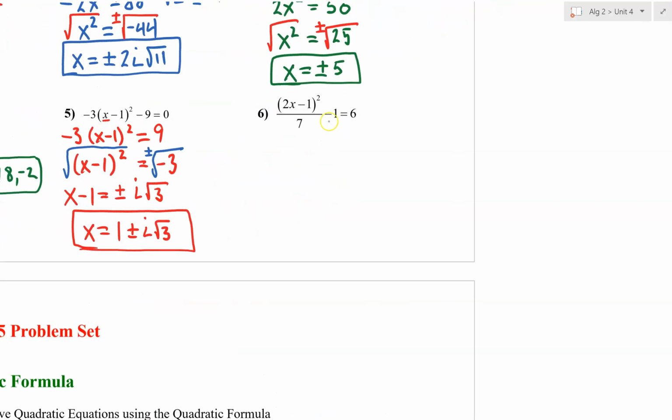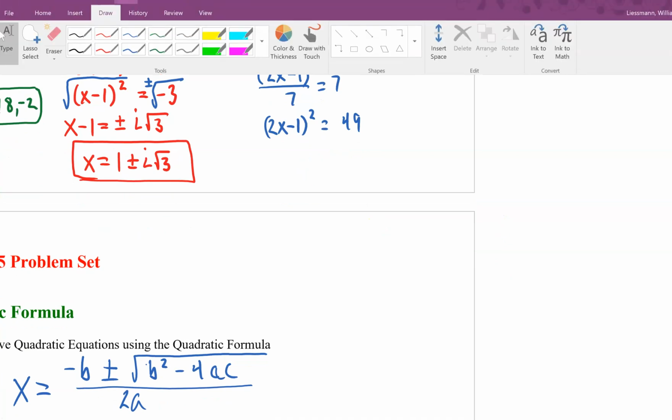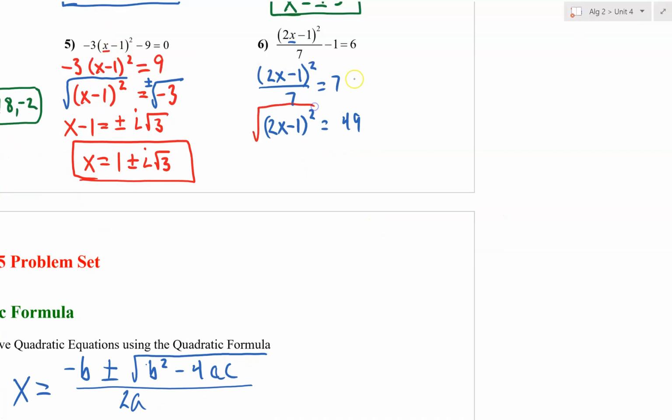In the last problem, it's a little bit different, but basically the same. I only have one x right here, so I just need to get that x by itself. First thing I want to do, I want to add 1. So it's going to say (2x minus 1) squared over 7 is equal to 7. Then I'm going to multiply both sides by 7 to get rid of the 7 down at the bottom. This is going to say (2x minus 1), all of that squared, is equal to 49. Then I need to take the square root, and when I do that, I have a plus minus here.